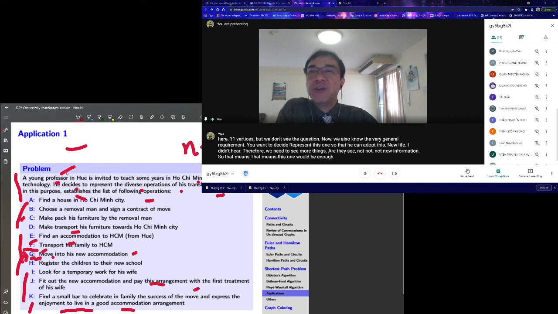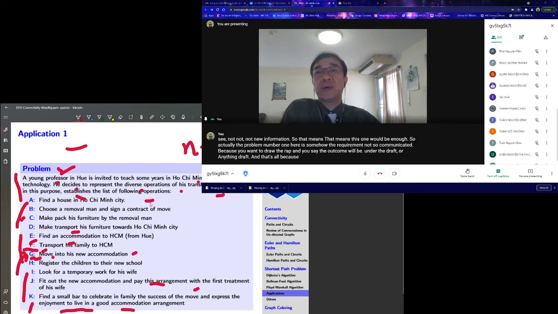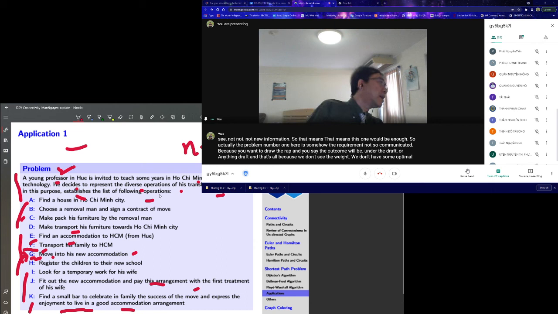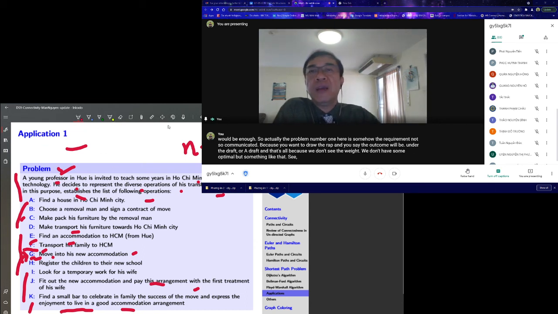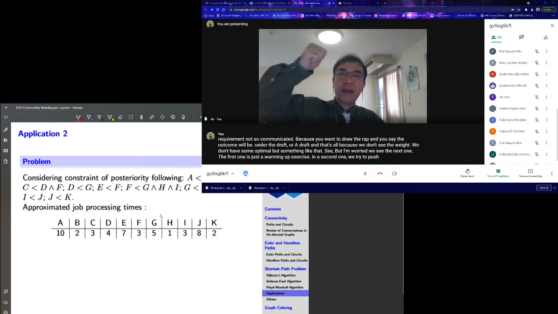So actually the requirement of problem number 1 here is not so complicated, because you want to draw the graph and say the outcome will be an undirected graph or a directed graph, and that's all, because we don't see the weight, we don't ask for some optimal path, something like that. But don't worry, we see the next one. The first one is just a warming up exercise. In the second one, we push application one to a higher level of difficulty.